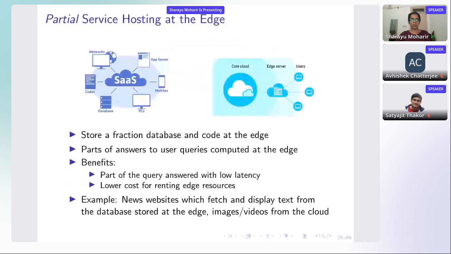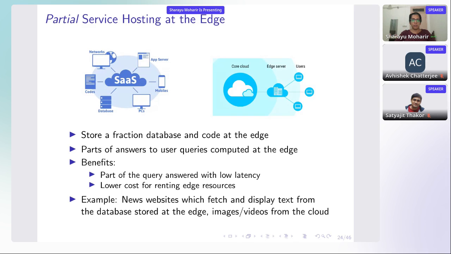The setting is very similar, but the key novelty in the second part is that we now have the option to partially host the service at the edge. What this means is a fraction of the database and the code of the service is hosted at the edge. In such cases, parts of answers to user queries can be computed at the edge and delivered with low latency. The remaining query is still sent to the cloud for service, and the answer to that part might take a longer duration to get back to the user. The benefit of partial hosting is that it requires lower edge resources and therefore can potentially reduce the rent cost incurred.